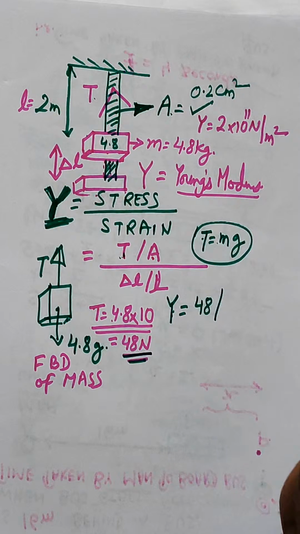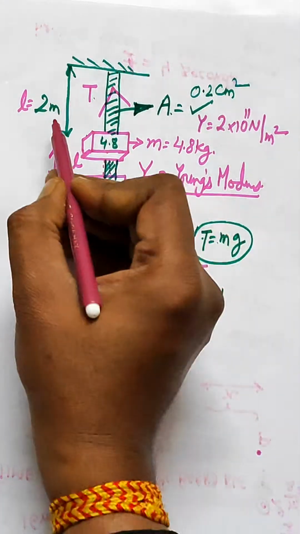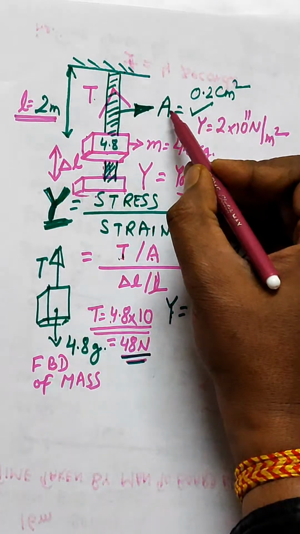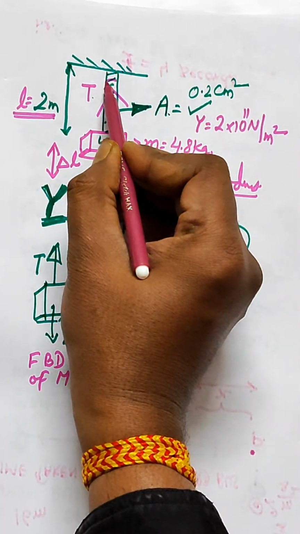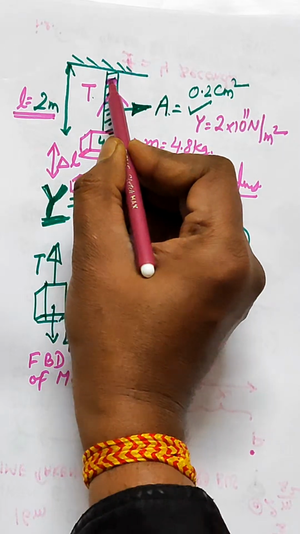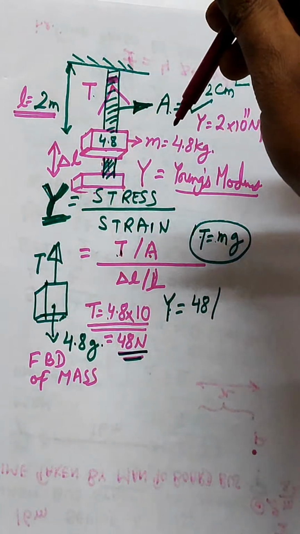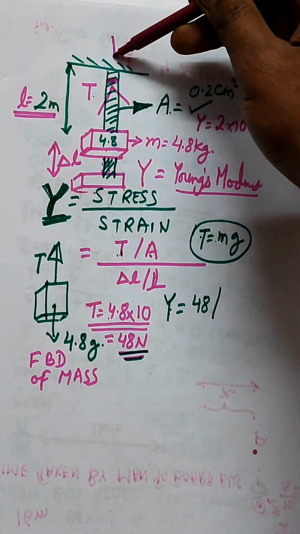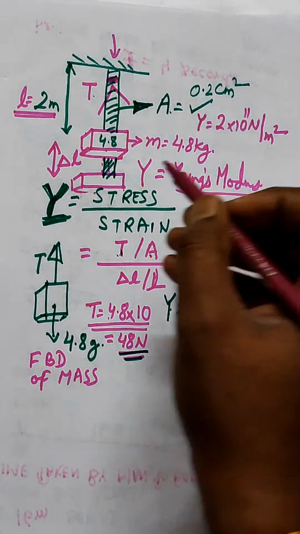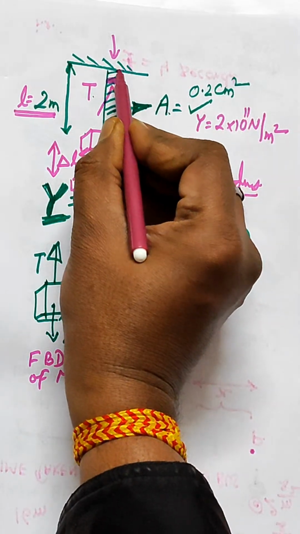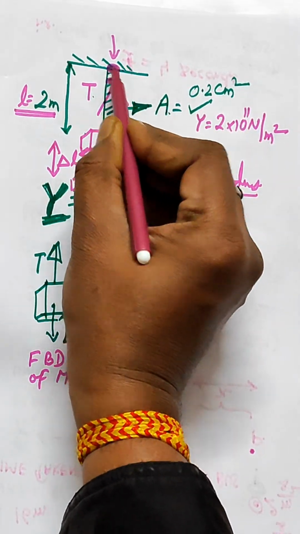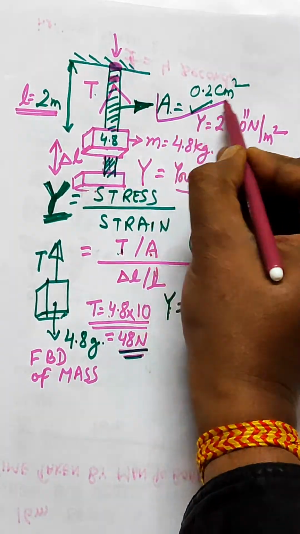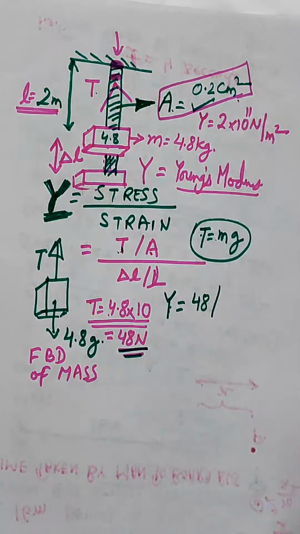Now we have been provided with three data. The initial length of the steel wire, 2 meter. Area of cross section. What is the area of cross section? Students, when you take the top view of this wire, suppose you are seeing from this end, then you will observe this cross section. It will look like a circle, like this. And this area of cross section is given as 0.2 centimeter square, right?